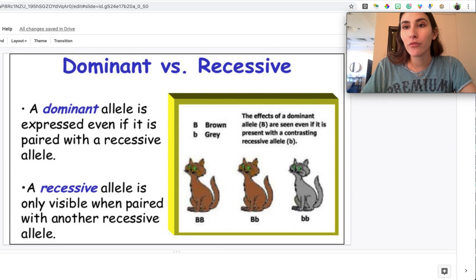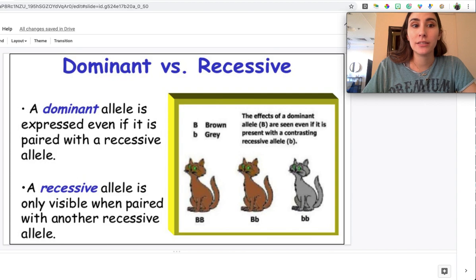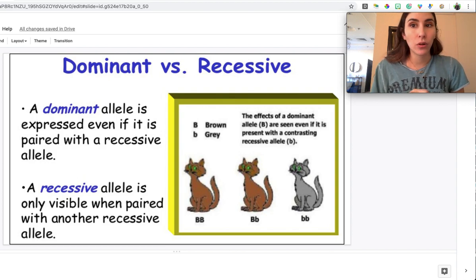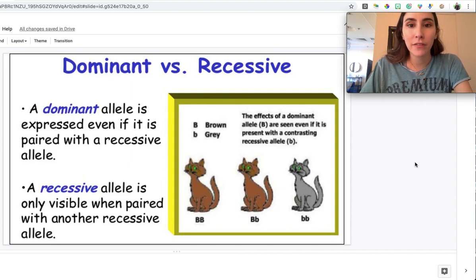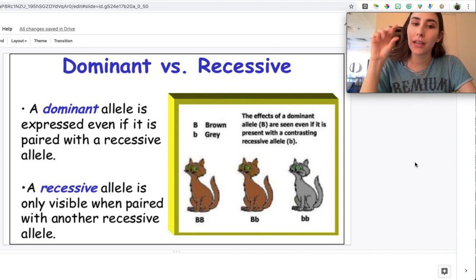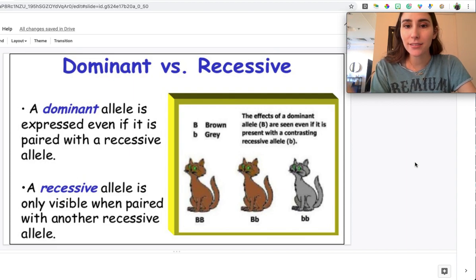Just to recap the difference between a dominant allele and a recessive allele: a dominant allele is expressed even if it is paired with another recessive allele. A recessive allele is only visible when it is paired with another recessive allele. So in the case of this example, it says that the effect of a dominant allele, capital B, is seen even if it is present with a contrasting recessive allele. In this case, capital B causes brown fur in cats. Lowercase b causes gray fur in cats.